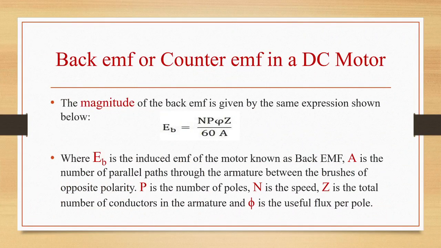The magnitude of back EMF is given by the same expression as the EMF generated in a generator, that is EB equals PφZN by 60A, where EB is the EMF induced in the motor, which is called back EMF. A is the number of parallel paths in the armature between the brushes of opposite polarity. P is the number of poles. N is the speed in RPM. Z is the total number of conductors in the armature, and φ is the useful flux per pole.